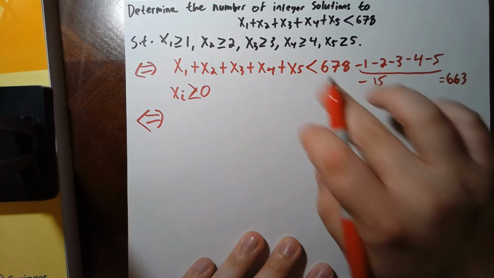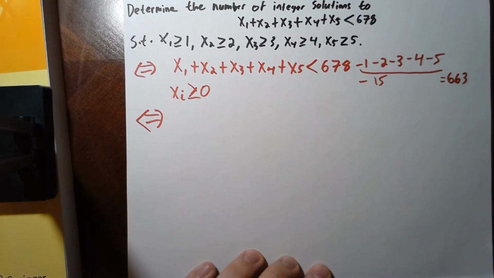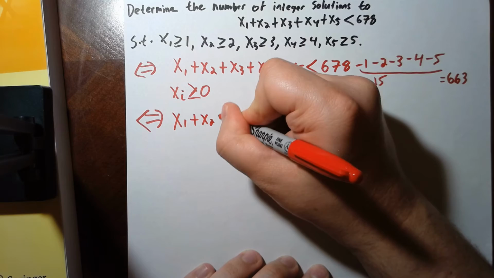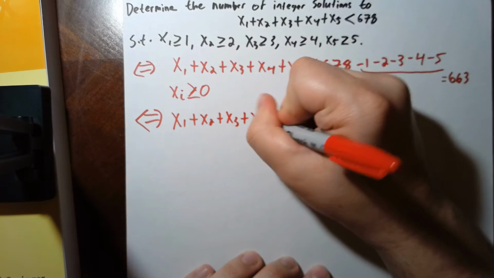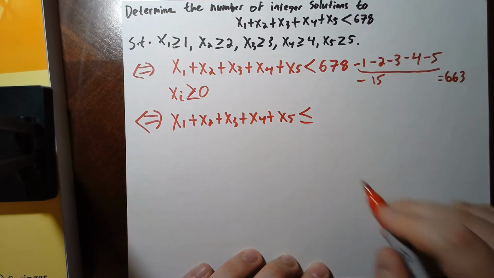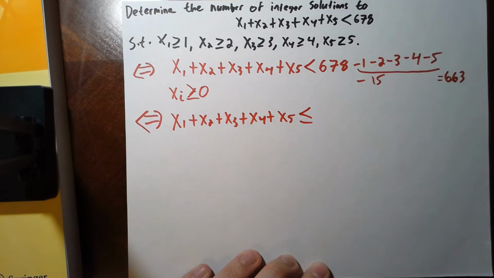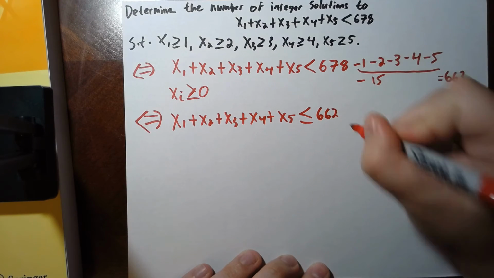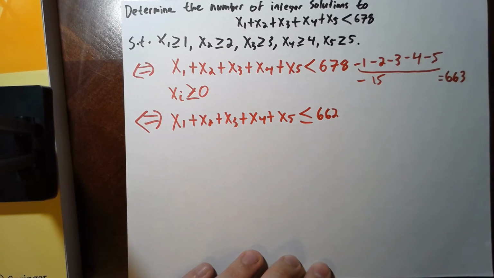So what you can then do is turn this less than into a less than or equal to. We know that it's less than 663, but since it's an integer, it has to be less than or equal to 662.